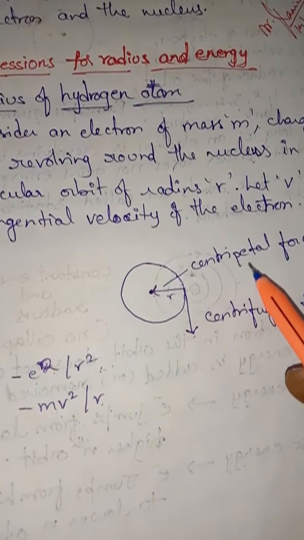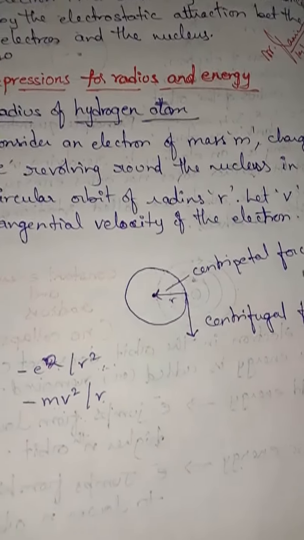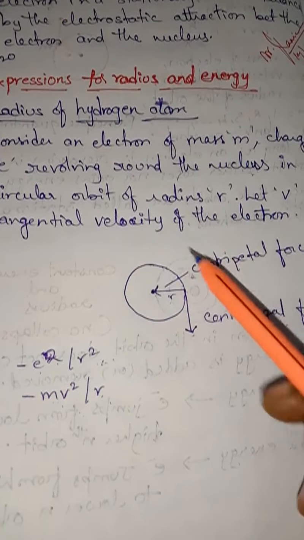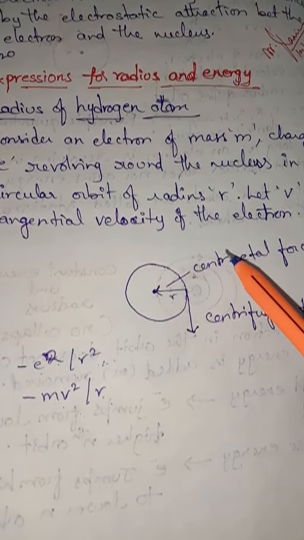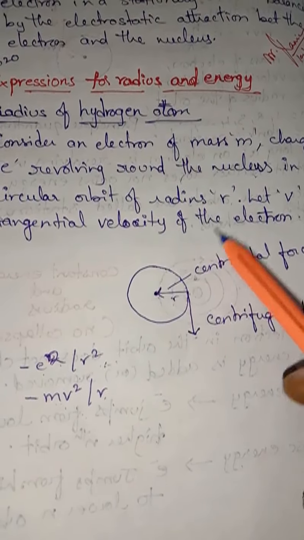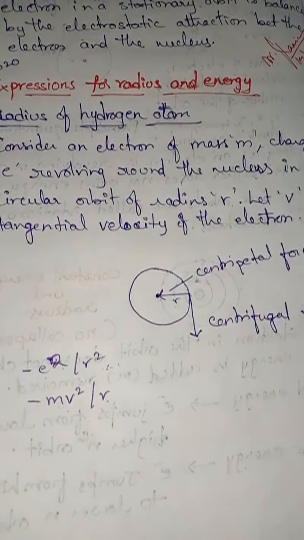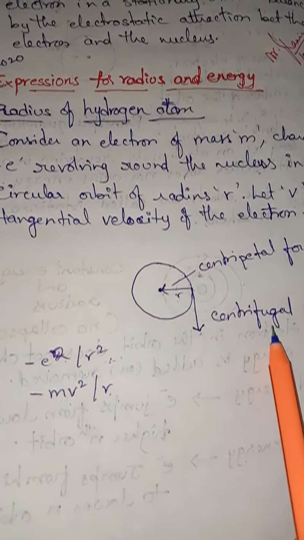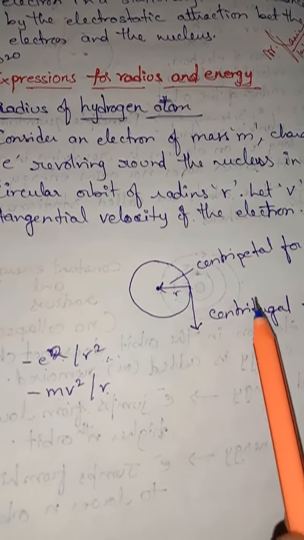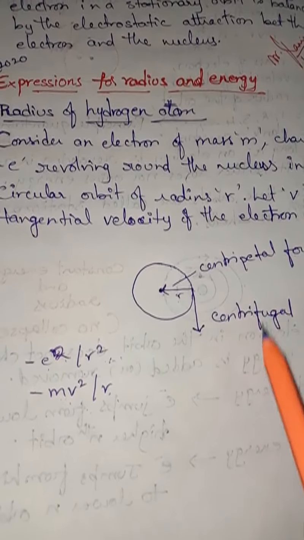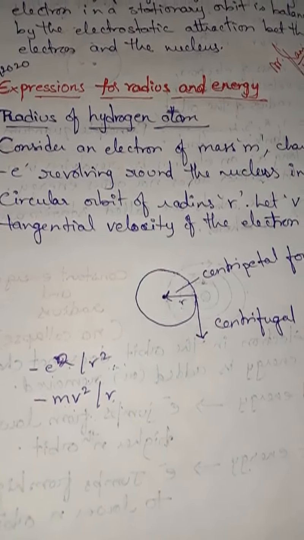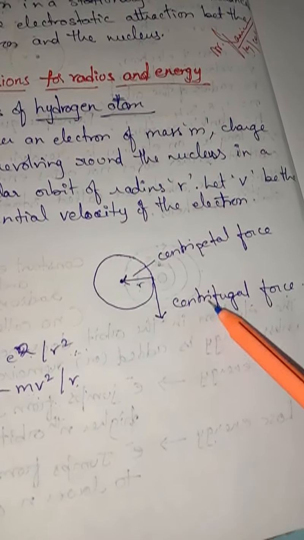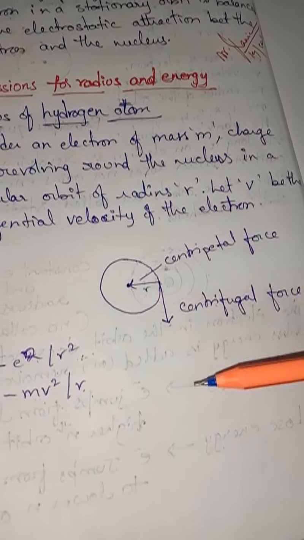Did you understand the difference between centripetal force and centrifugal force, children? Centripetal force is the force that is necessary to keep an object moving in a curved path, and it is directed inward, towards the center of rotation. Whereas centrifugal force is the force felt by an object moving in a curved path that acts outwardly, away from the center. That is the difference: centripetal force acts inward, centrifugal force acts outward.